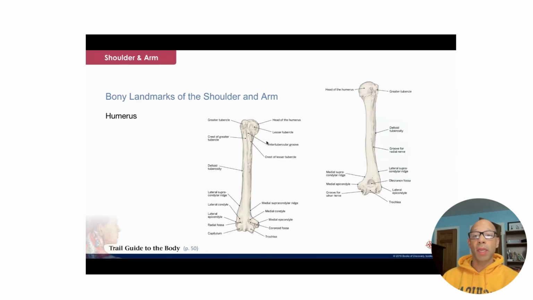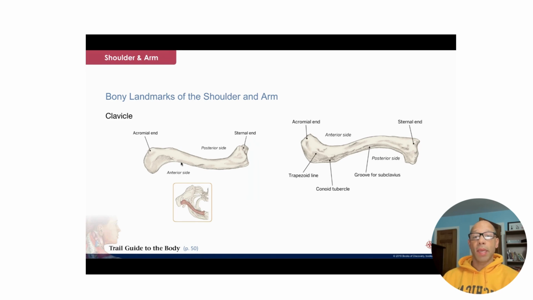Here's a picture of the humerus. So the head of the humerus right here is what goes into that glenoid fossa to attach to the scapula. And here's the clavicle. The acromial end is where that articulates. So this part articulates right here with the scapula as well. So both the humerus and the clavicle articulate with the scapula at the acromion end here.